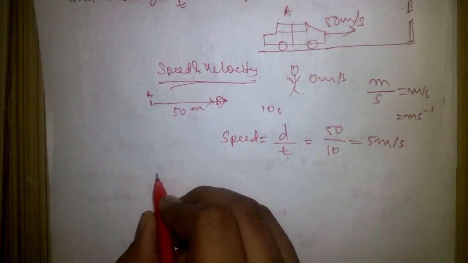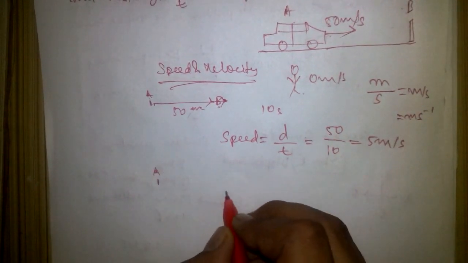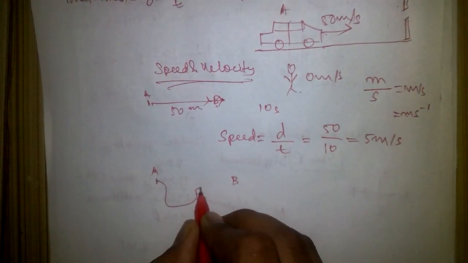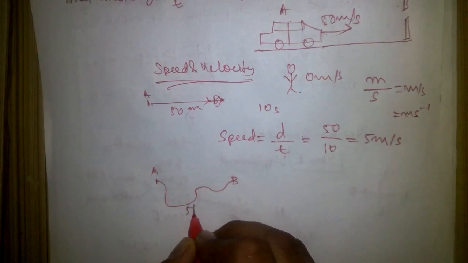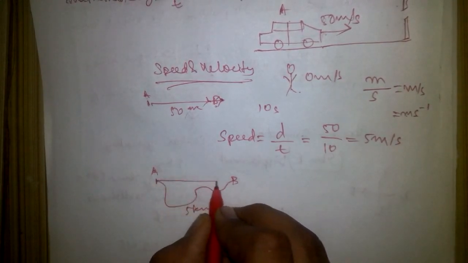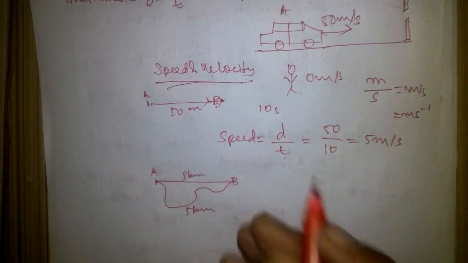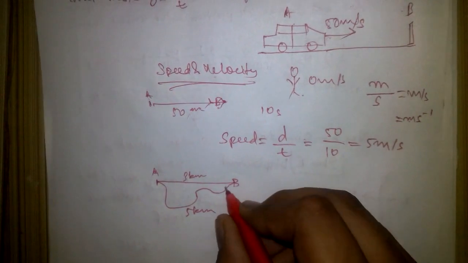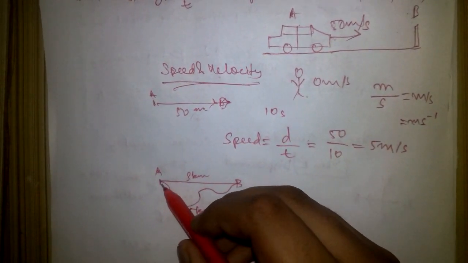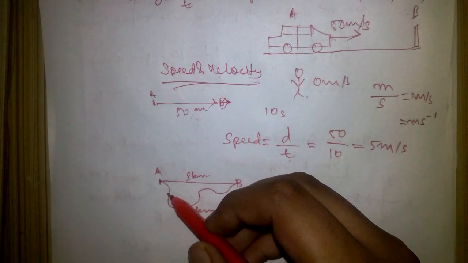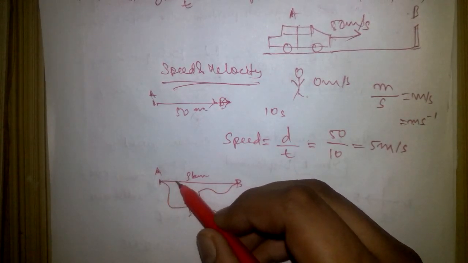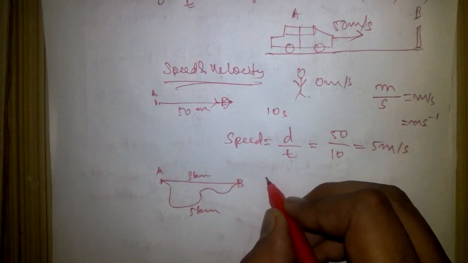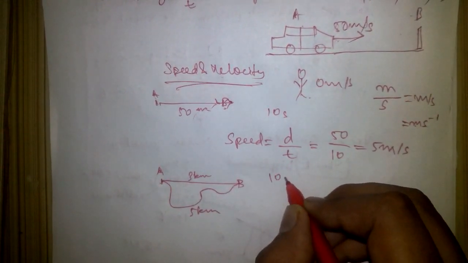Suppose here is a car A and here is a point B, and the distance from here to here is 5 kilometers, and the displacement is 3 kilometers. So what will be the velocity? Suppose the car travels on this path, on a straight line path, and it takes about 10 hours.